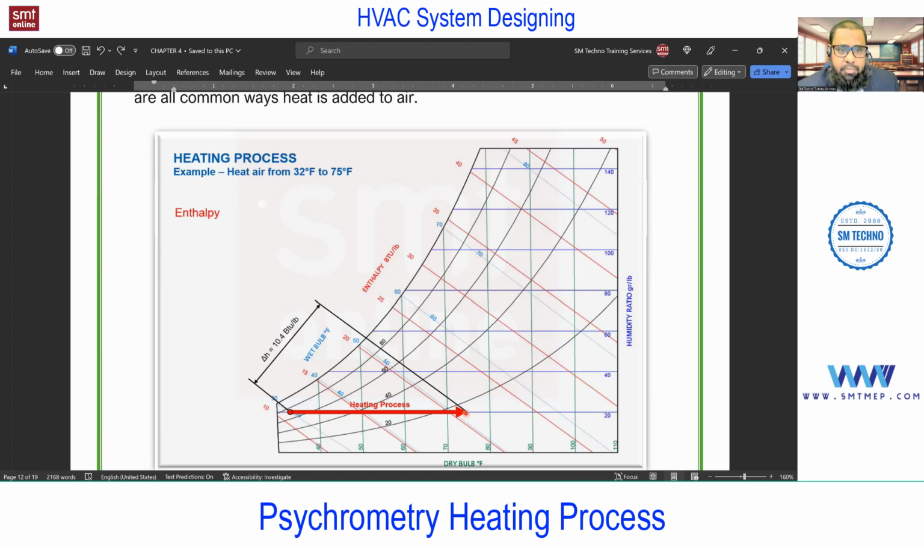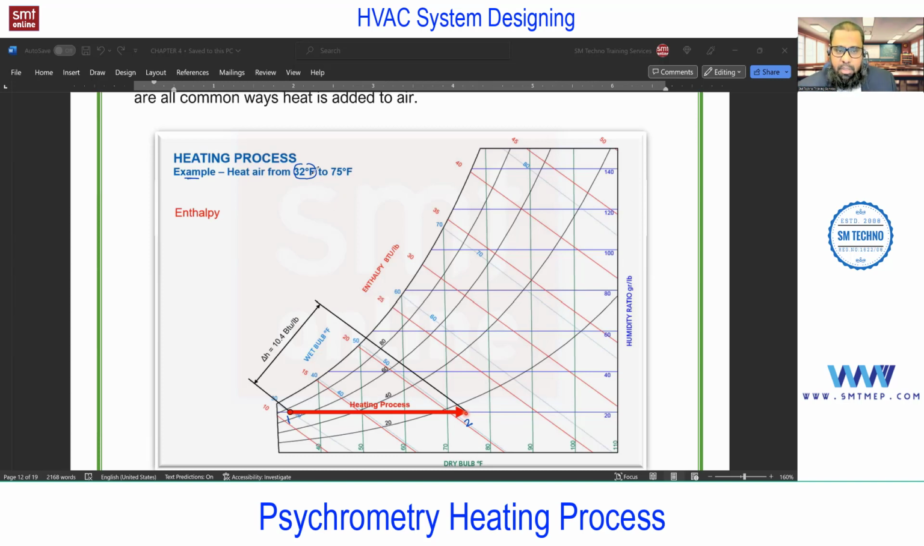On screen, I'm considering this as point 1 and this as point 2. At point 1, the temperature of air I'm considering as, say, 32 degrees Fahrenheit. This is just an example; you can take any two examples. So 32 degrees Fahrenheit is nothing but the freezing point of water.